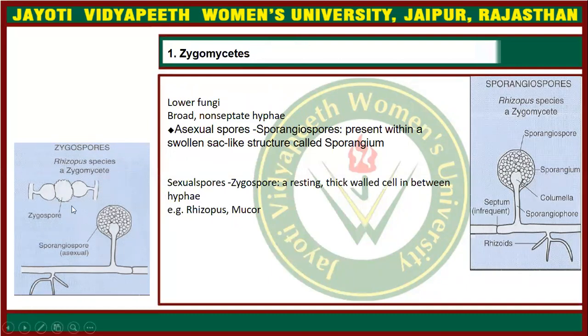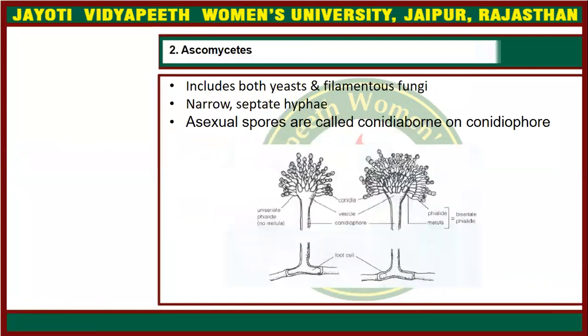When we go deeply into this structure, we can find some specific structures which are known as the zygospores. The zygospores are a resting thick walled cell which is present between the hyphae. So fungi which have zygospores are known as the zygomycetes, and the fungi which have asci are known as the ascomycetes. So the next classification is ascomycetes, which include both yeast and filamentous fungi, which have narrow septate hyphae.